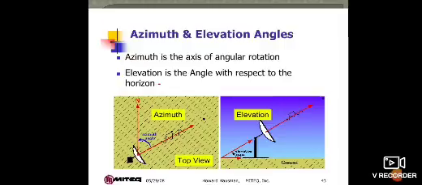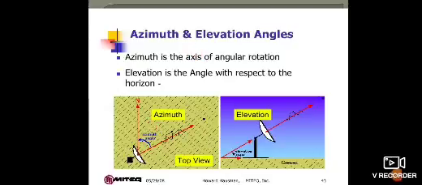So to have a clear idea of the azimuth and elevation angle, you can see this, where the azimuth is the axis of angular rotation. In this figure you can see what an azimuth angle means: where the signal is radiating at this angle, and where the north is the center of the earth's curvature or the center of the antenna. This difference angle is called the azimuth angle.